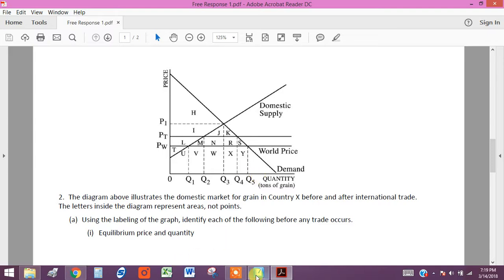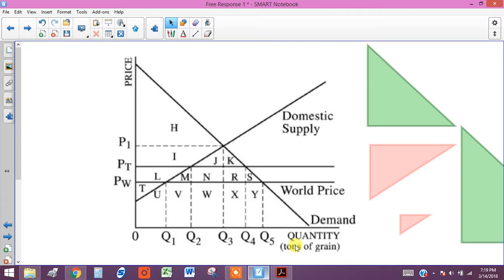So I'm going to jump over to my other drawing here. And so this is your graph. Now, the way we want to look at this is that we know that this curve right here represents domestic supply of grain. So this is what the country X is able to supply. And this is the demand curve in country X. So without any trade at all, our equilibrium price and quantity is going to be right here where the demand curve intersects the supply. So we're going to be at P1 for price and Q3 for quantity. That is the equilibrium price and quantity before trade.